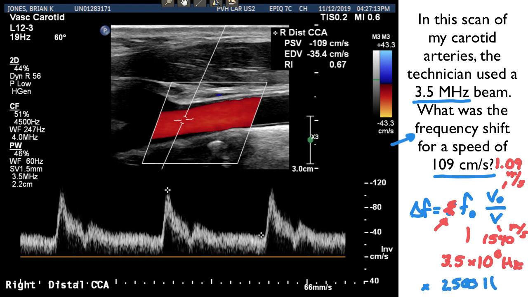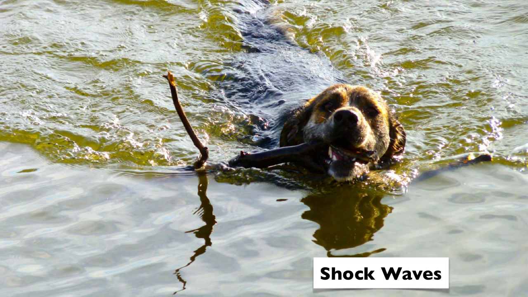2,500 hertz. So actually, when they were doing this, they turned it into an audible signal, so I actually heard it, and it would go like, pew, pew, pew. It was kind of an awesome experience. Really, really enjoyed that. One last topic I'll bring up is this.